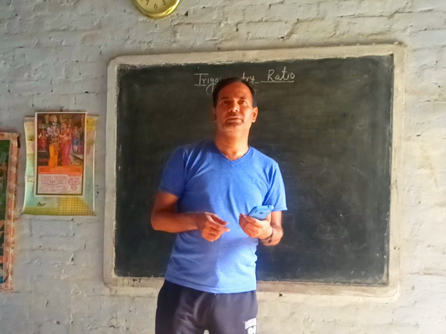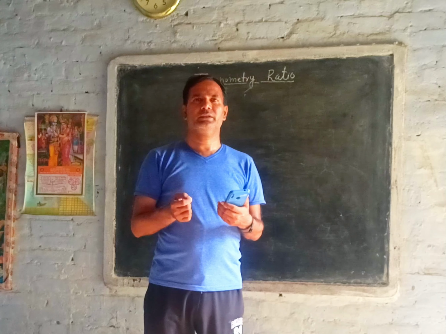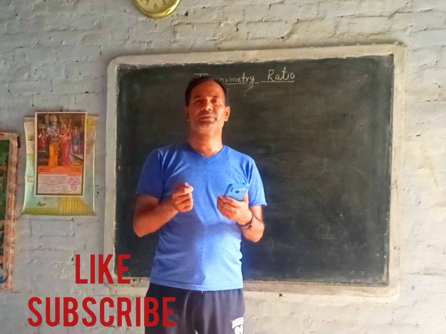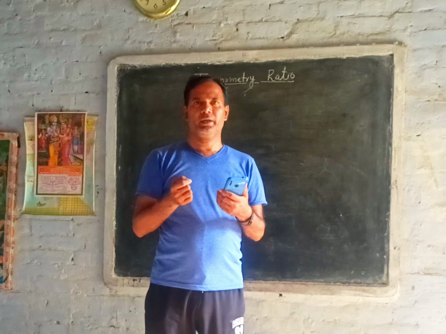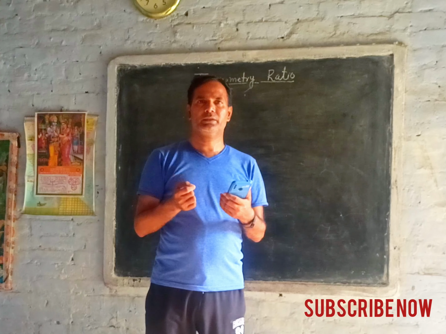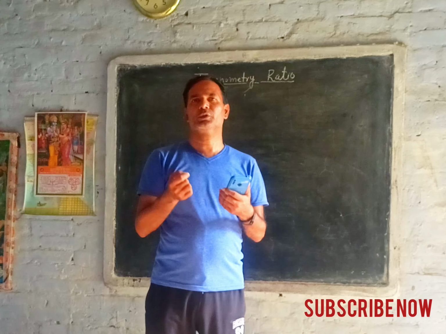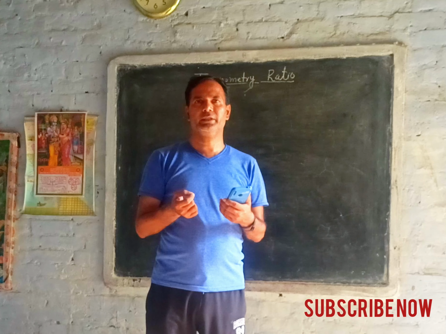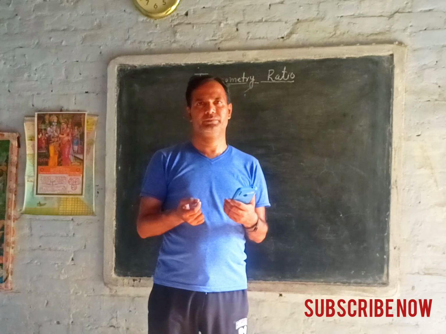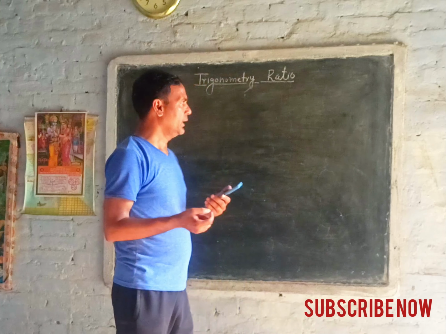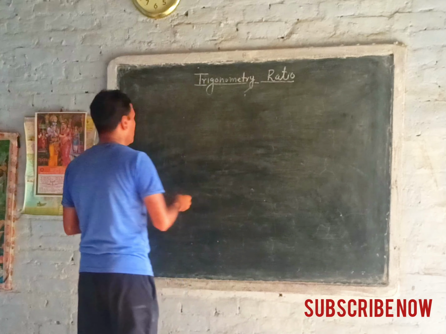In the next series, we are going to find the value of specific trigonometry functions at angles theta equal to 0 degree, 30 degree, 45 degree, 60 degree and 90 degree. By this chart, you can easily learn them.